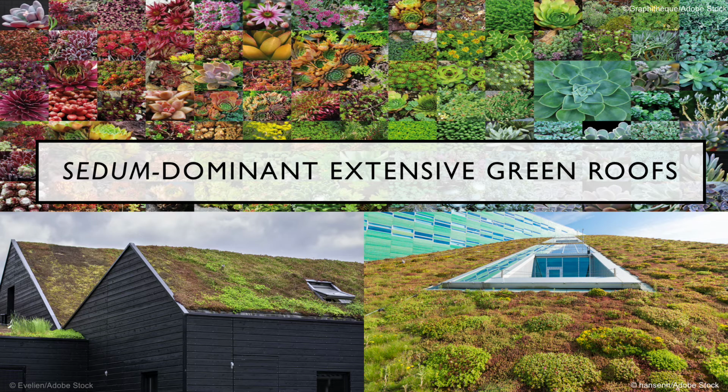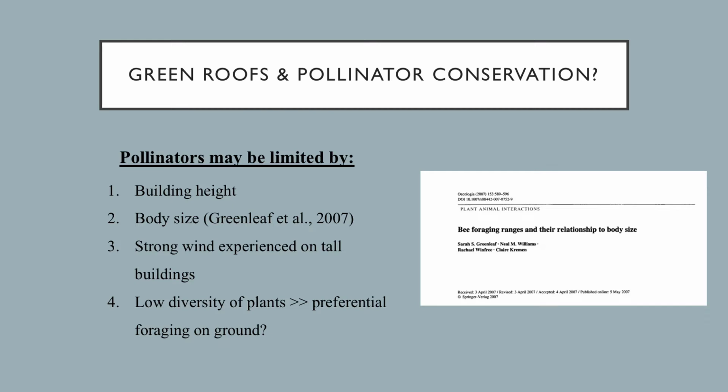As extensive green roofs are limited in their plant selection, most have become heavily reliant on the use of succulent flowering species from the genus Sedum, and so Sedum-dominant green roofs have become a quite ubiquitous sight. Over the recent years, green roofs have become highly promoted as a potential tool in pollinator conservation because they extend natural habitat available from the ground level, specifically in urban areas where there are more buildings than natural green spaces.